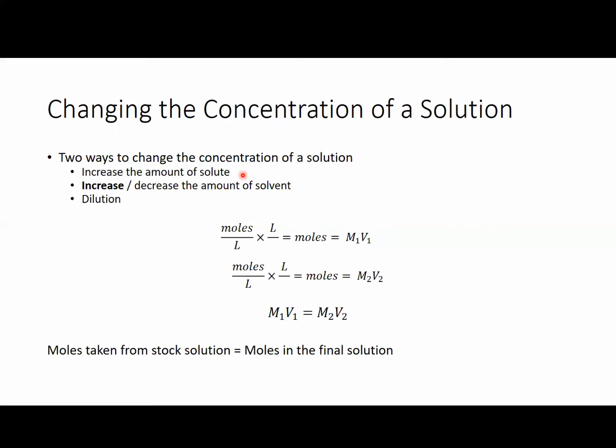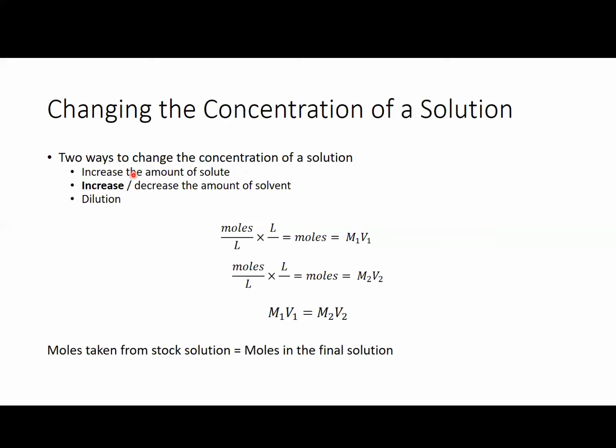The second way is to increase or decrease the amount of solvent. If I increase the amount of solvent, that is, I have salt water, but I want it to be less salty, I can simply add more water, increasing the volume, so its concentration goes down. I haven't changed the moles of solute, so if my numerator stays the same, my denominator gets bigger, my ratio between the two gets smaller.